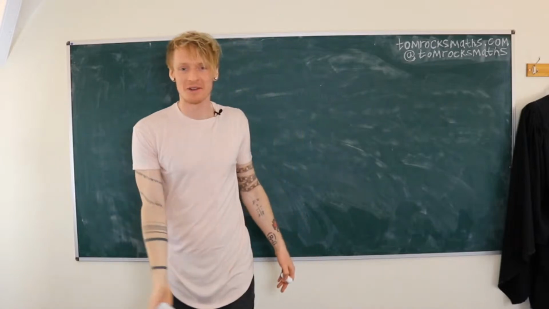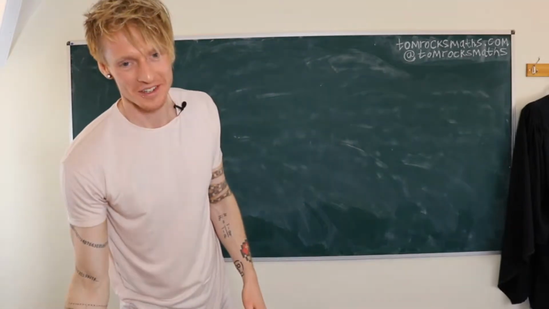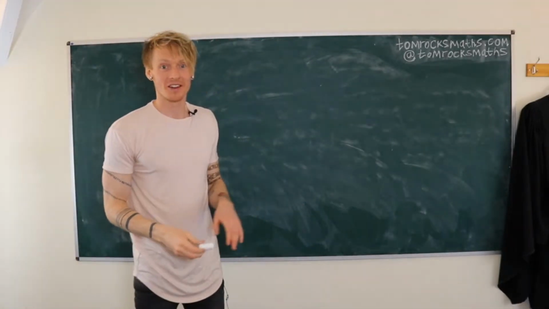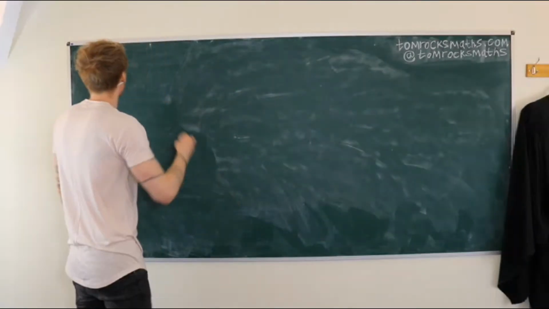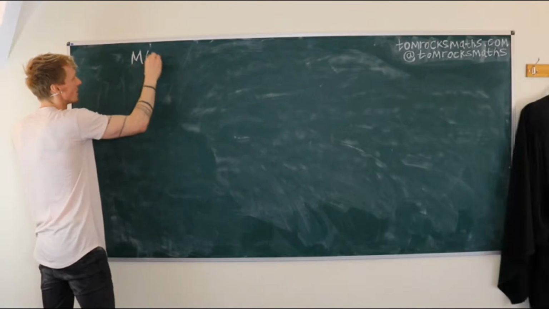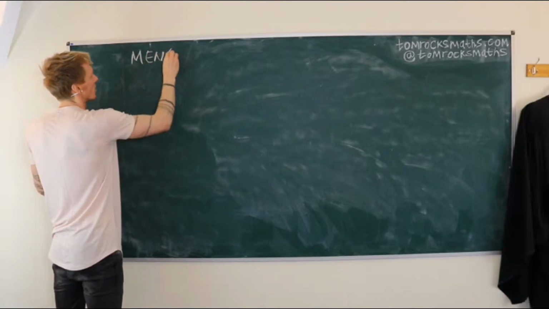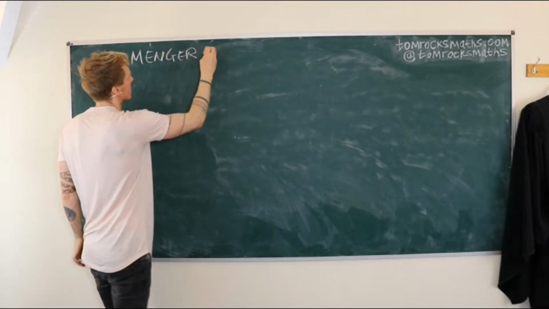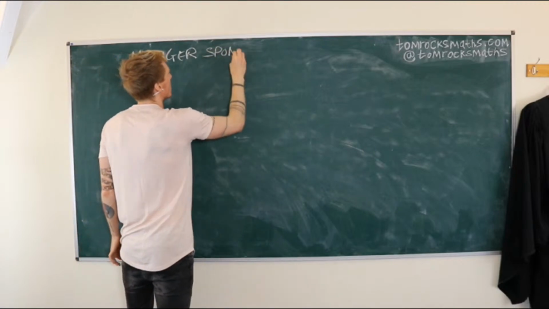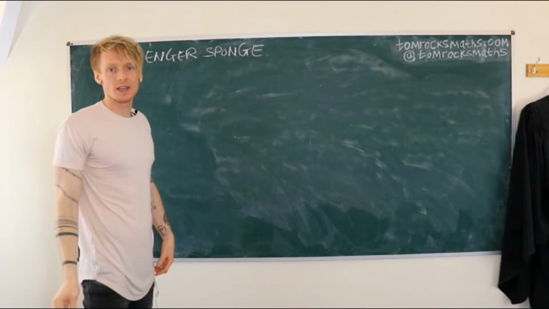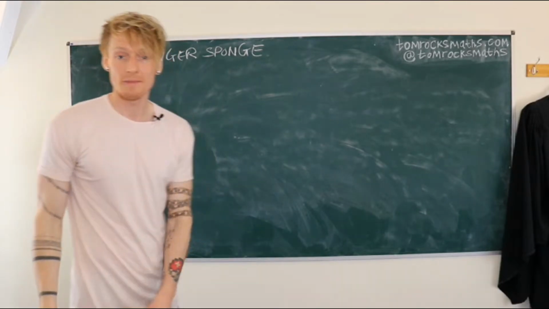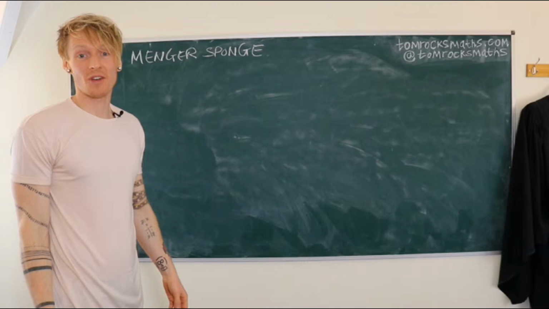You obviously have to know what the Menger sponge is to be able to figure out what's going on in this question. So we're going to have to start there. What is a Menger sponge? So it's defined as follows. Before we get to it, this is a three-dimensional shape. It's in fact a fractal.